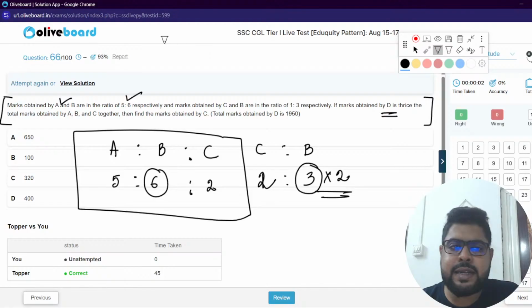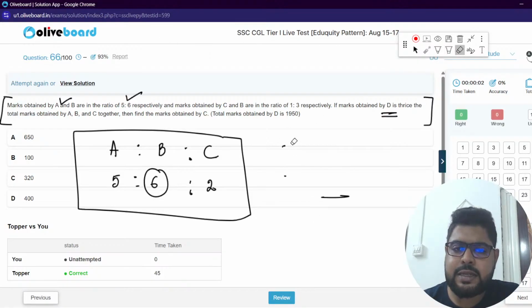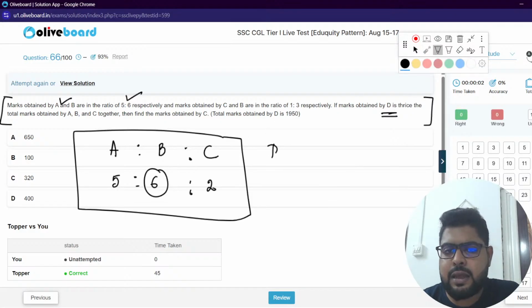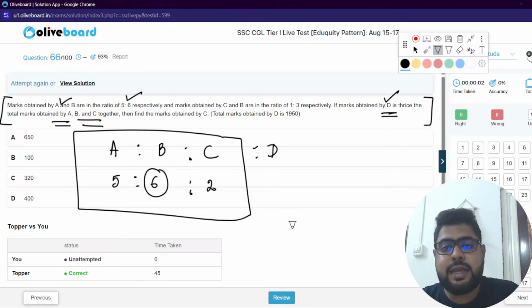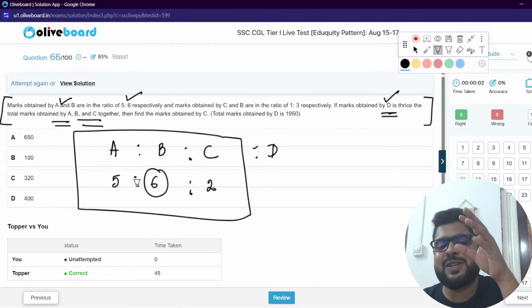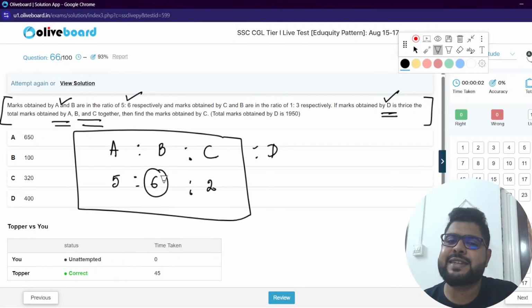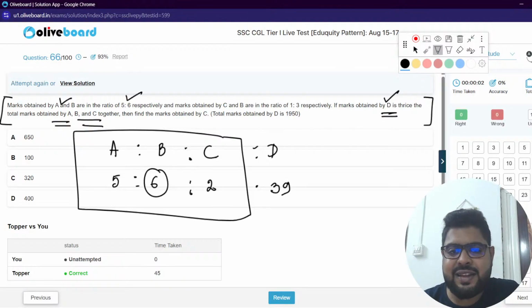Now it is D. First things first, just get rid of this stuff. D is thrice that obtained by A, B and C together. D is thrice of total marks. D is a brilliant student. So A, B and C together, 5 plus 2 is 7, and 6 is 13. 13 into 3, sir, 39.